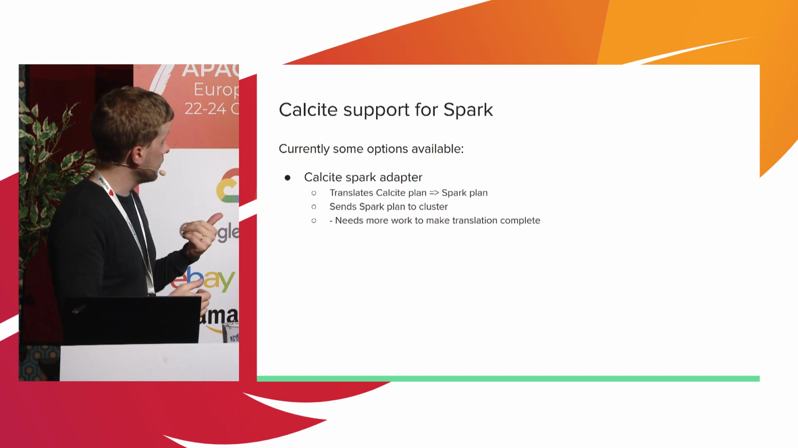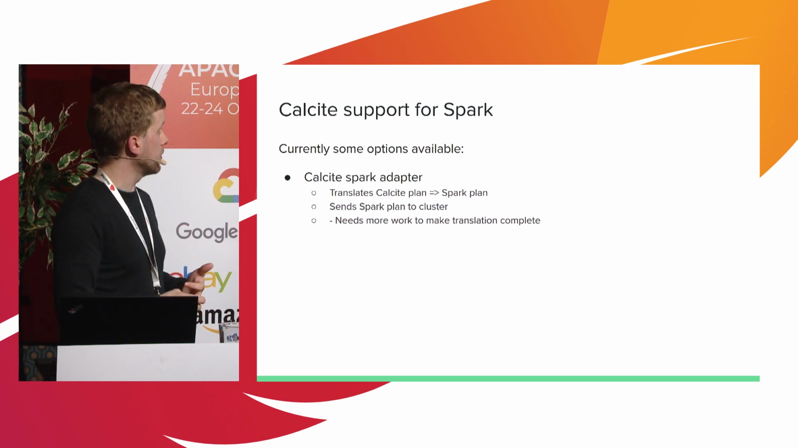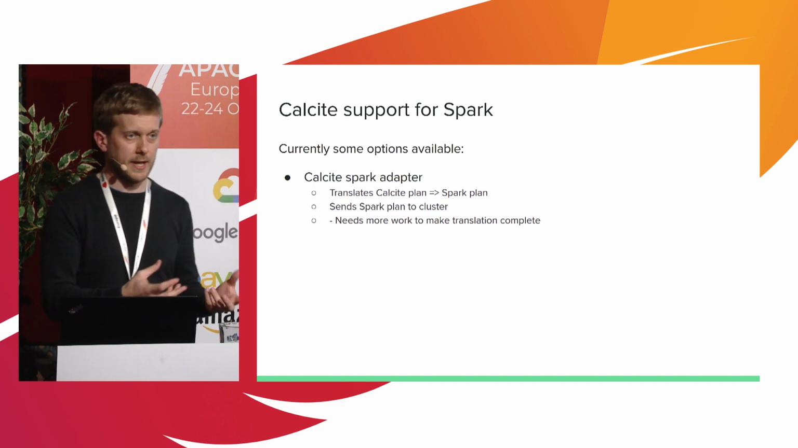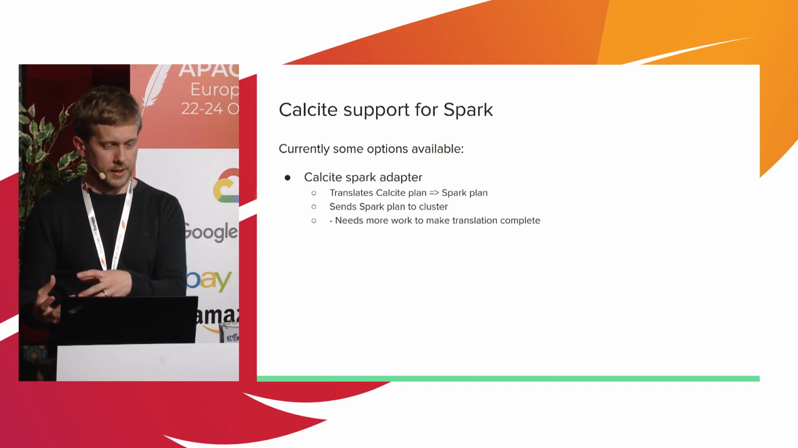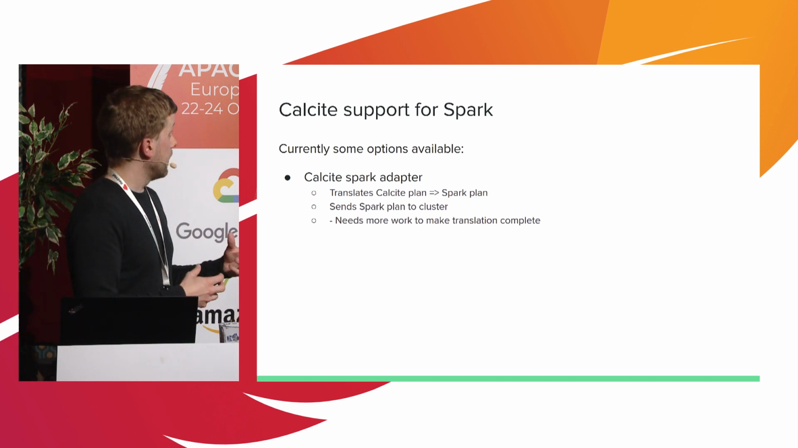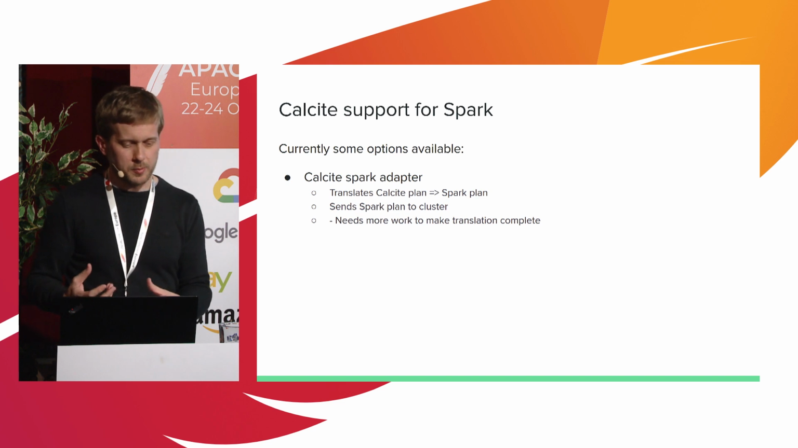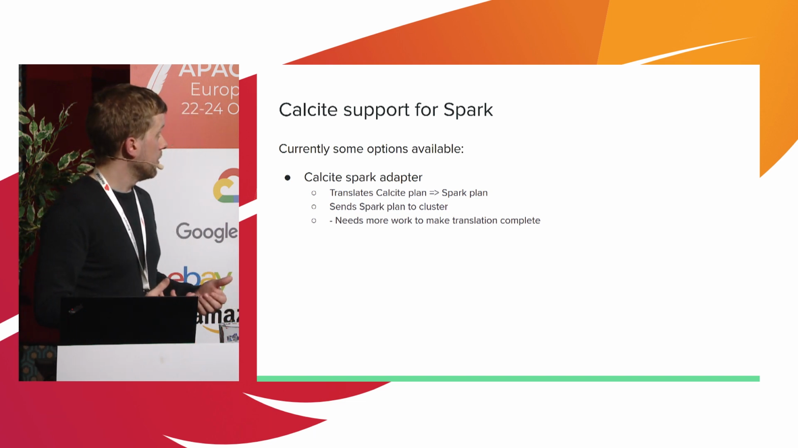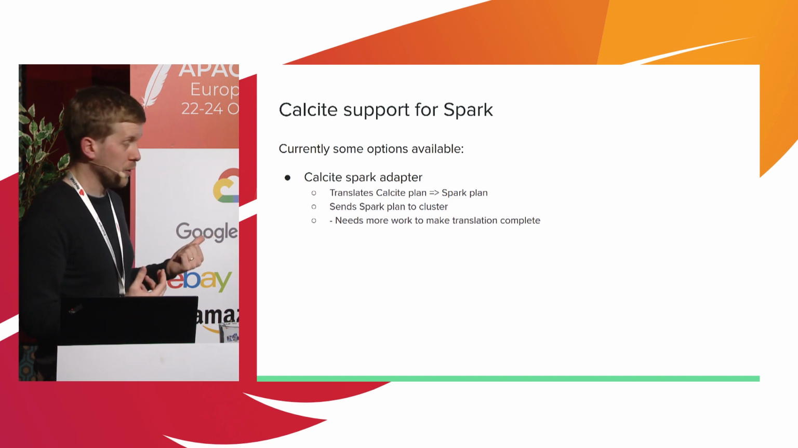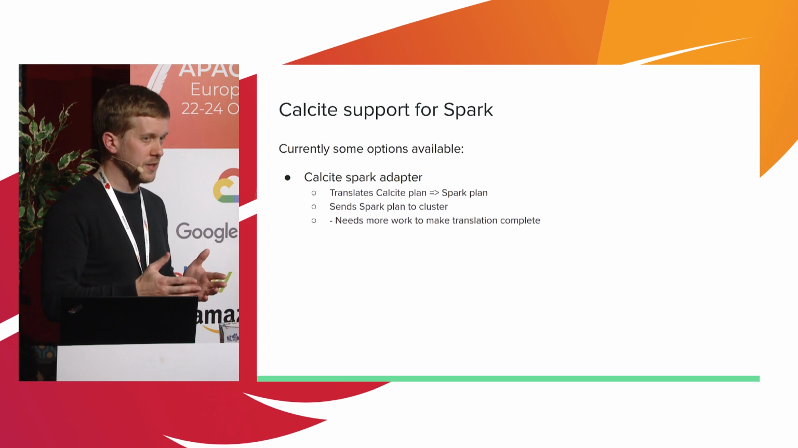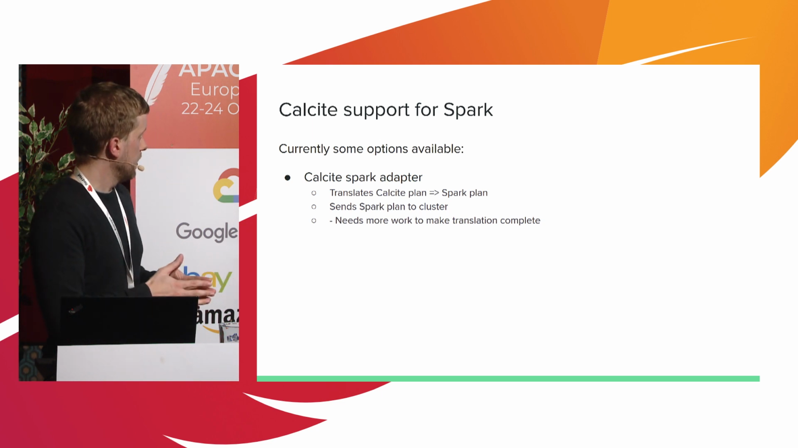The first one is the Spark adapter inside of Calcite, and what this does is it takes this query plan that we have and turns it into a Spark plan. So it does a kind of direct translation. Then it has this plan, it sends this plan to the cluster, executes it, and everything works. Unfortunately, we've had a little bit of a look into this, and there are still quite a few things missing in that translation. It's quite difficult to get right.